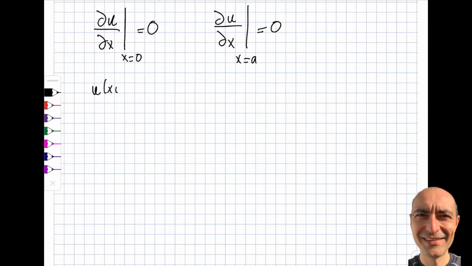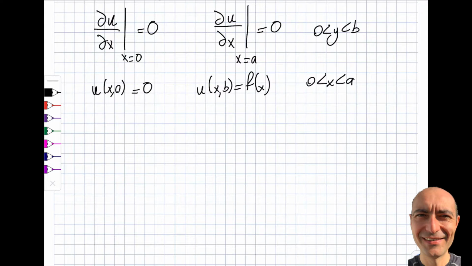u(x, 0) will be equal to 0, so that's the bottom surface. u(x, b) at the top surface, I'm going to have f(x), right? So this is defined from y equals 0 to b, right? Obviously, this is x from 0 to a. So let me draw this and I'll be right back, okay?